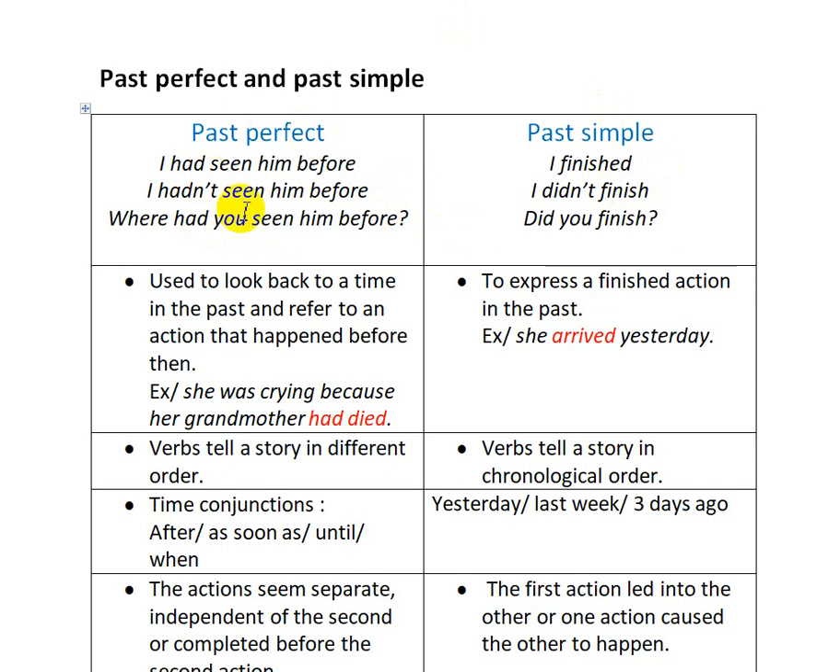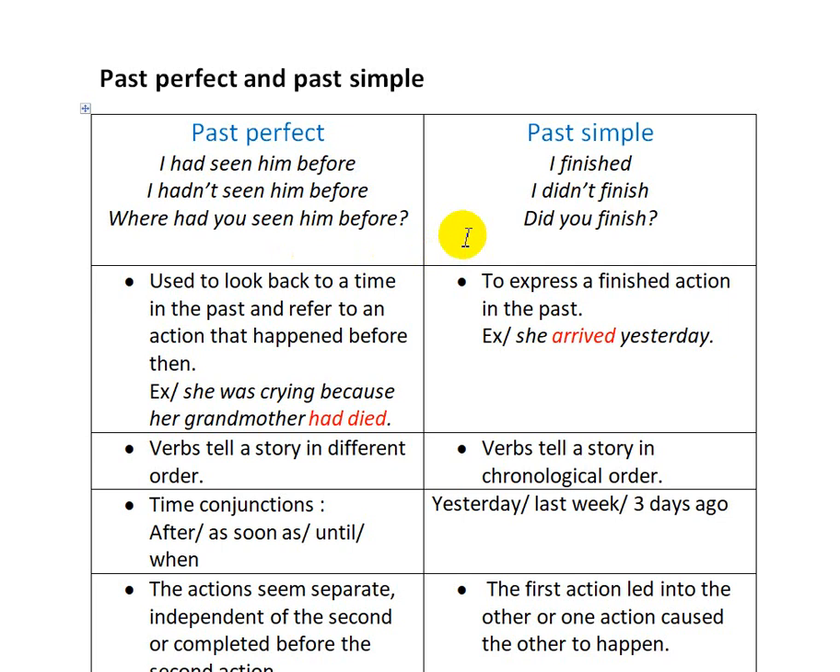For example, I had seen him before. With the negative, I hadn't seen him before. With the questions, where had you seen him before? Okay. With the past simple, you know it. This formula. الصيغة مالته تعرفوها، هاي قدامكم نفس المقارنة اللي قبل بساعة.